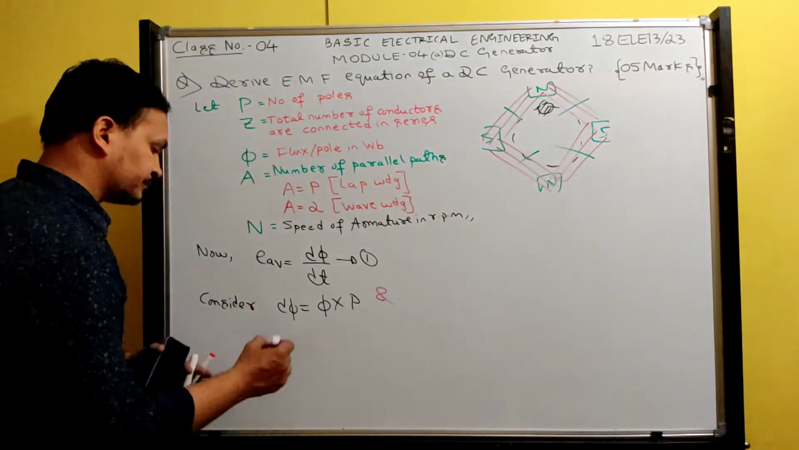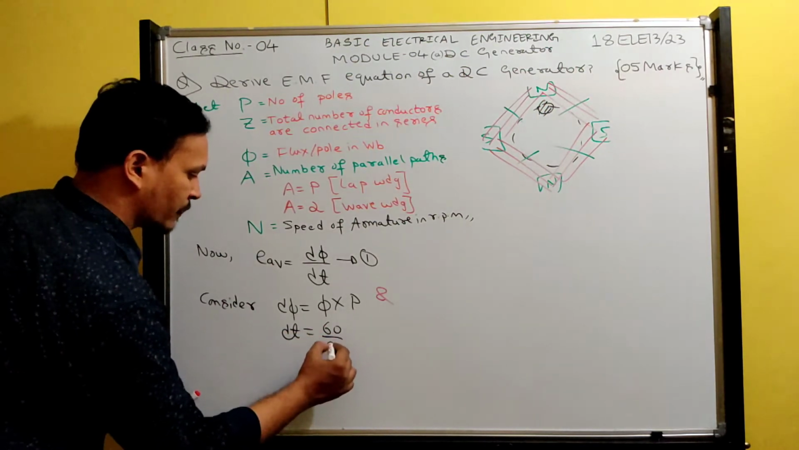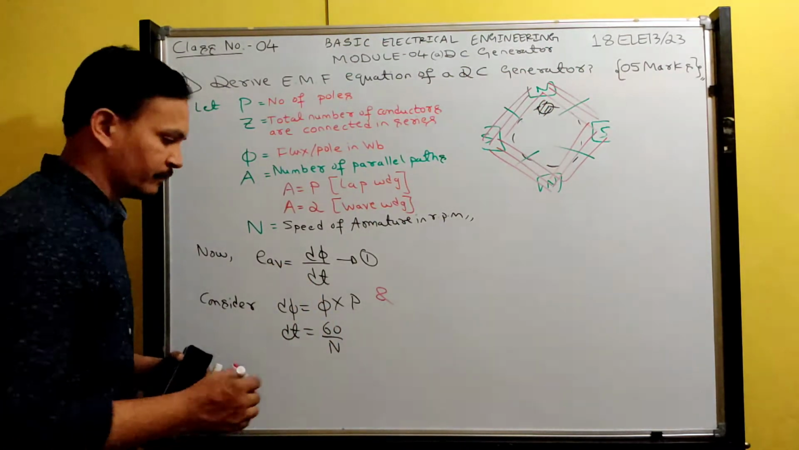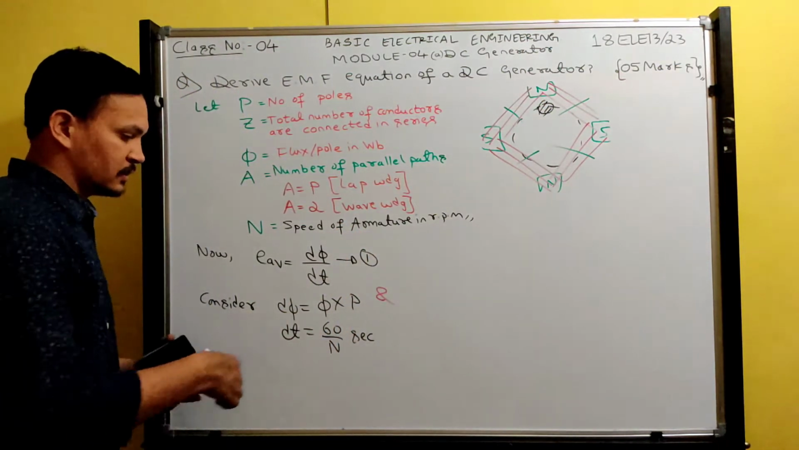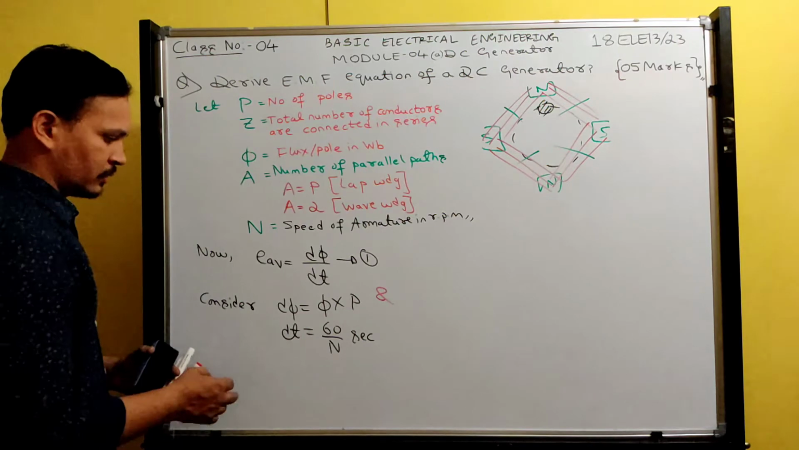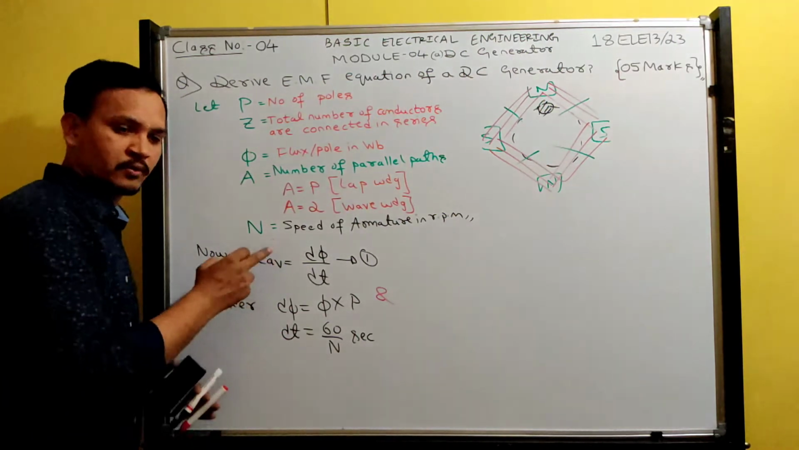The time taken to complete one rotation is given by dt is equal to 60 by N. The time taken to complete one rotation is 60 by N seconds. Now substitute the d phi and dt values in equation 1.